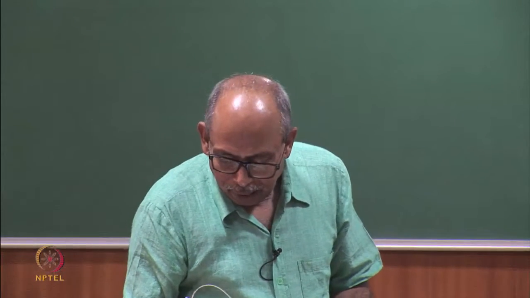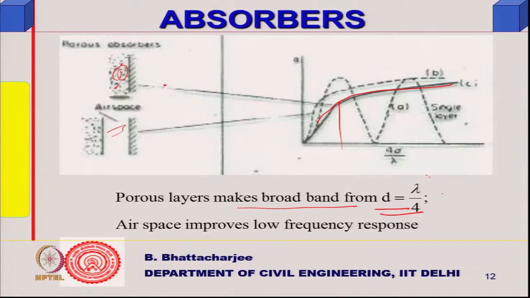Now, this is the point beyond 4d equals lambda by 4. So, plotting 4d by lambda, you find that beyond this, at higher frequencies, it absorbs more, and if you have an air gap, then this will be something like this, with much more absorption at higher frequencies; at very low frequencies absorption is less, not specific frequency. So, this is a single layer. Air space should make something of this kind. So, air space improves the low frequency response. If I do not have an air space, and just put porous material, you will get something like this, right.